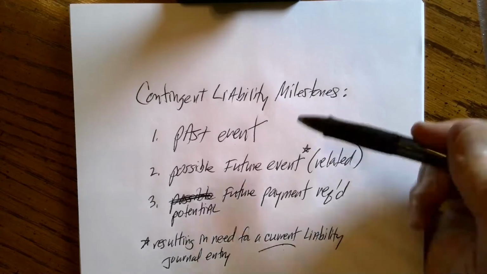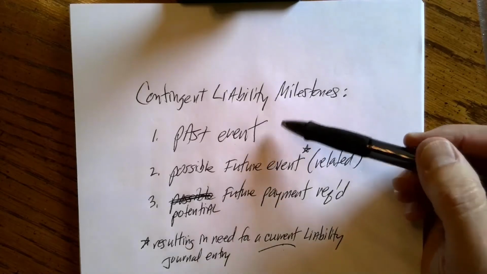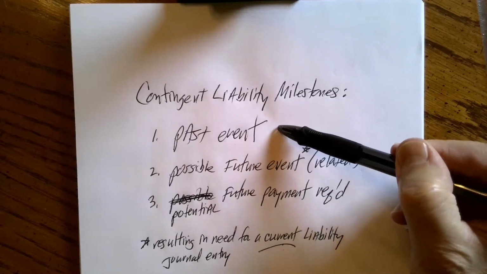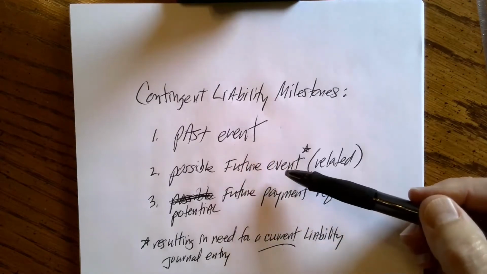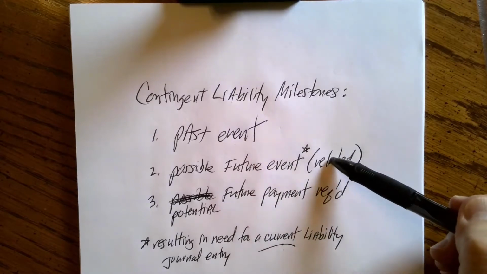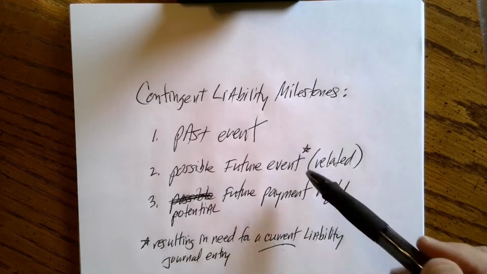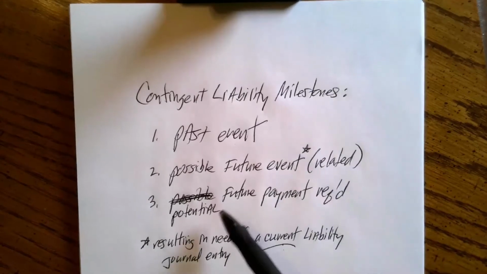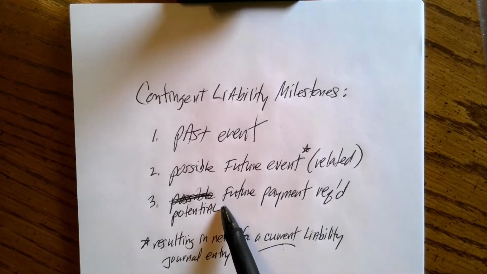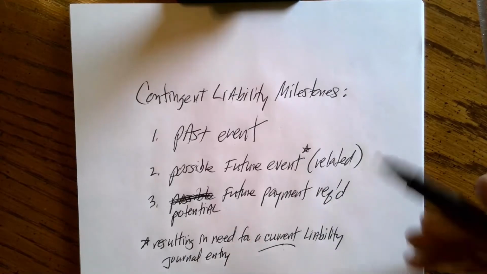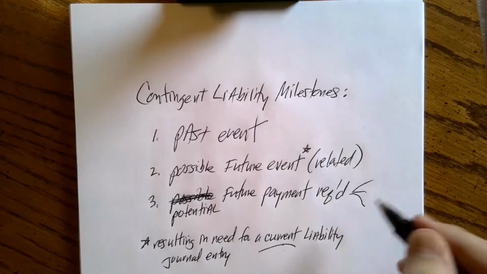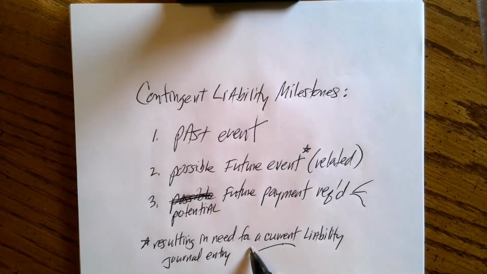As an example, someone at your eating establishment drinks some coffee and it's very hot and they burn themselves. The next possible future event related, they bring a lawsuit against you for that hot coffee. And finally, what's the potential for future payment? This has to be evaluated to determine whether a liability is recorded or not.